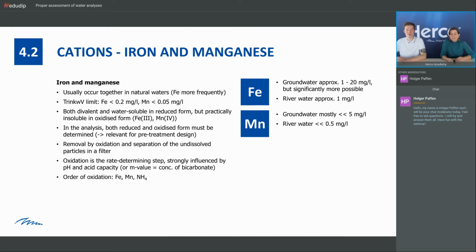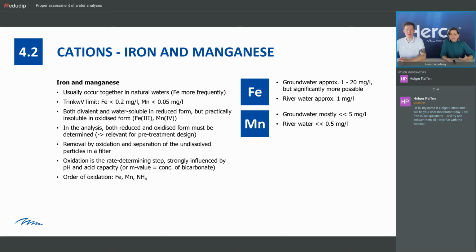Both of them have a water-soluble form and an insoluble form. So the water-soluble one is the reduced form, the divalent form, Fe2 or manganese 2. And the oxidized form is 3 or 4 as an oxidation state, and that one is insoluble. So then it's particulate. That's why it's important to have both values in the analysis. Very often we don't, right? Yes. So that's a common problem.